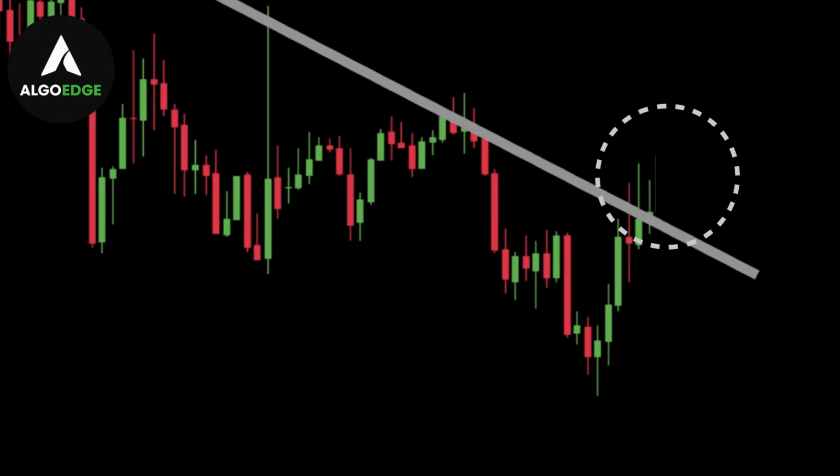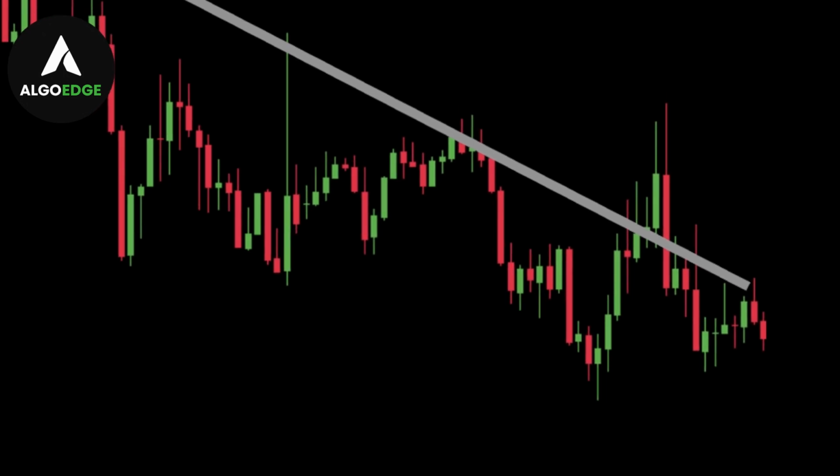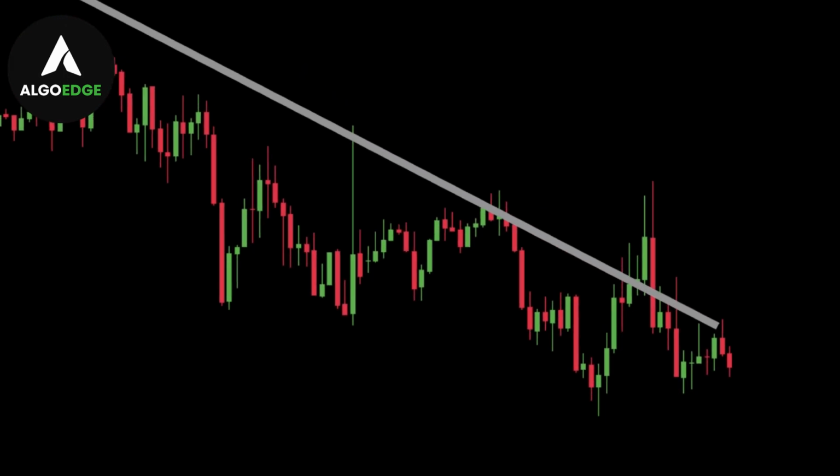A fake breakout occurs when price briefly breaks through the trend line, convincing traders that the trend has reversed, only to reverse back in the opposite direction shortly afterward. As a result, many traders enter too early and end up taking unnecessary losses. Fortunately, there is a simple way to reduce the chances of getting trapped by these fake breakouts, and that's exactly what we're going to cover next.